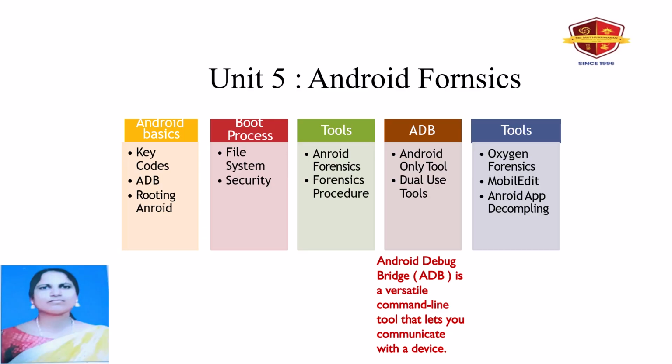In the Android basics, the key components are key codes, ADB, and rooting Android. Key codes are hardware and software key combinations used during boot or recovery of digital data. ADB is the Android Debug Bridge, used to communicate with Android devices. Rooting Android is gaining root access to the device. These three concepts come under Android basics.